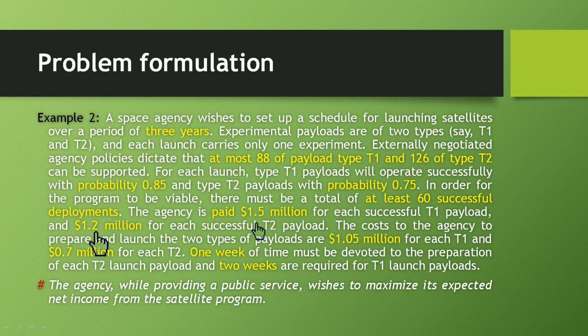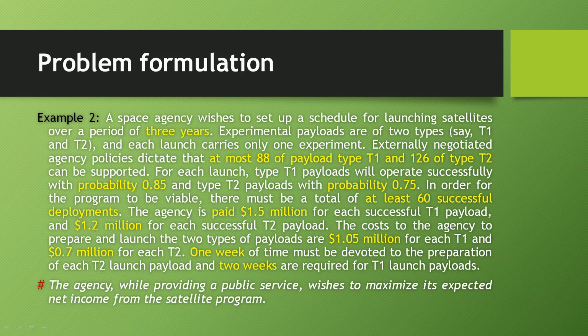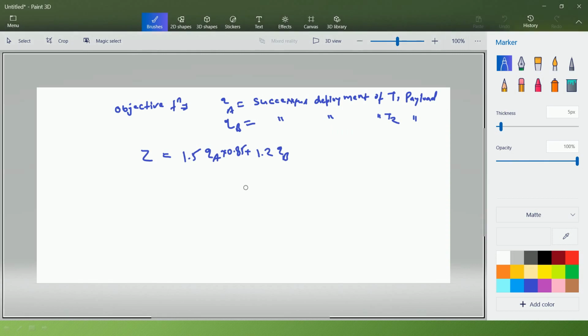Now to focus on this line, for each launch, type T1 payload will operate successfully with a probability of 0.85. So the successful probability is 0.85. So we have to multiply here by 0.85, and the probability for successful deployment of T2 payload is 0.75. So we will multiply here by 0.75. So this total is the amount that is paid to the company.